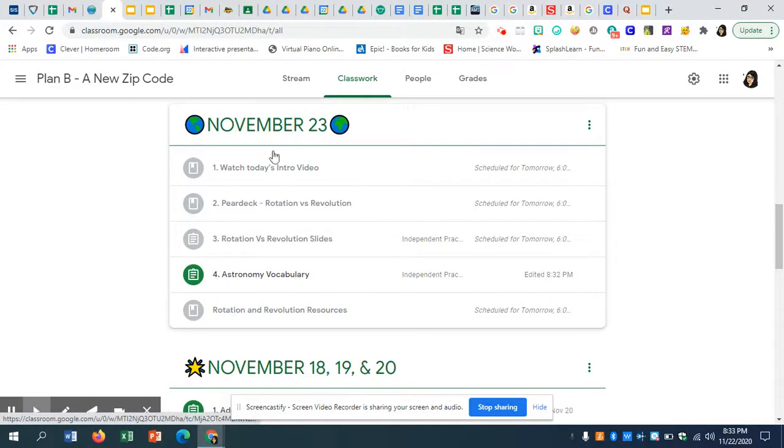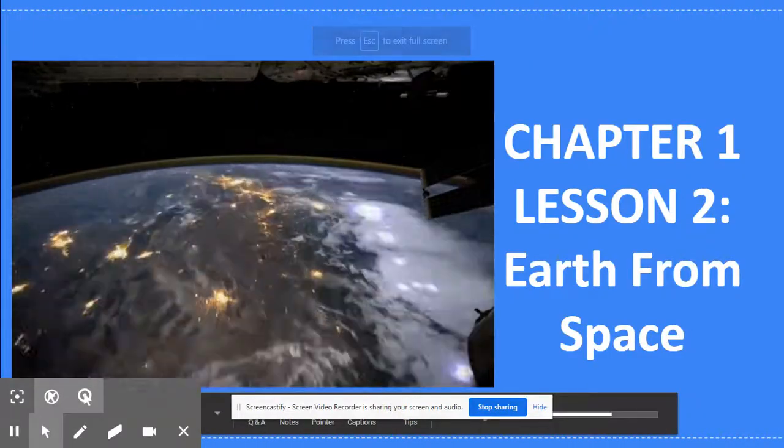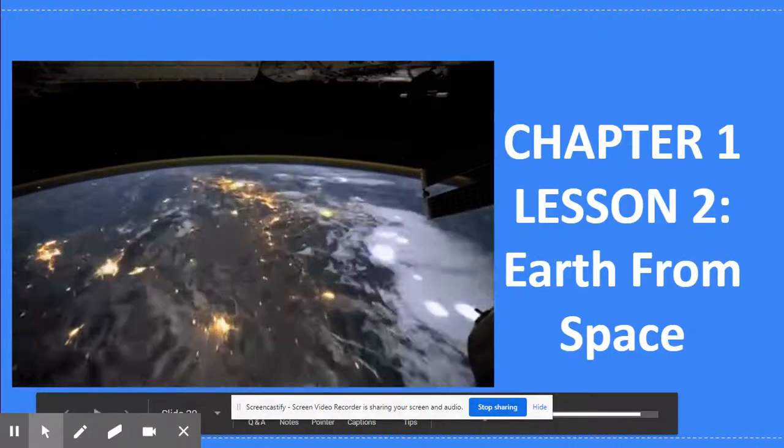Hey science peeps, today is November 23rd, and today we're going to learn about two big concepts, rotation and revolution. And just in case you were wondering, this is chapter 1, lesson 2 from our book.